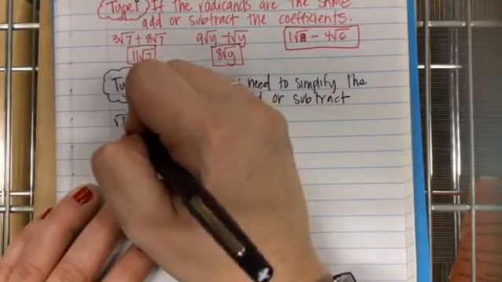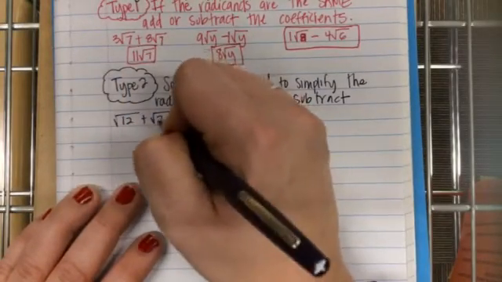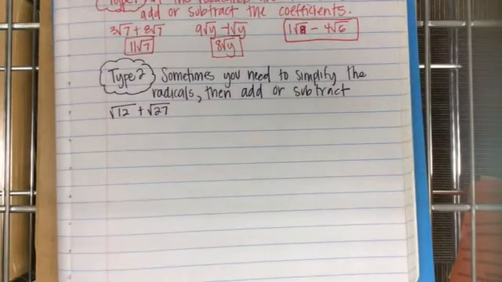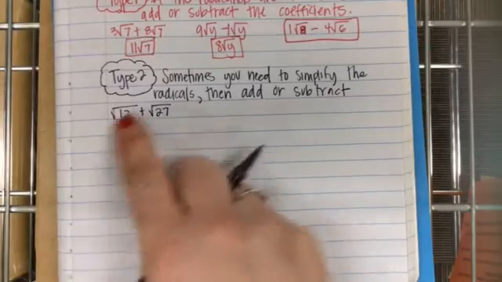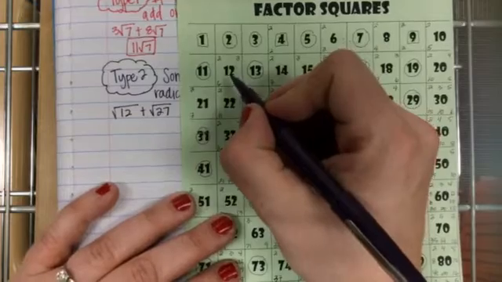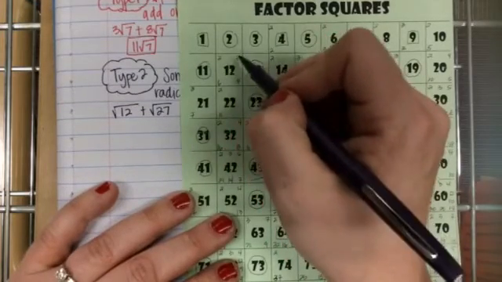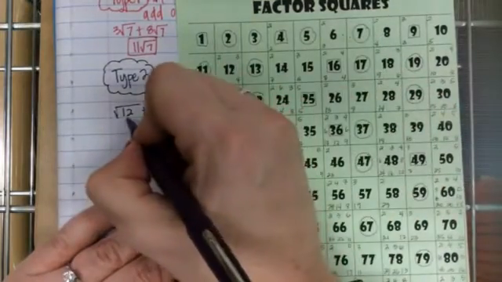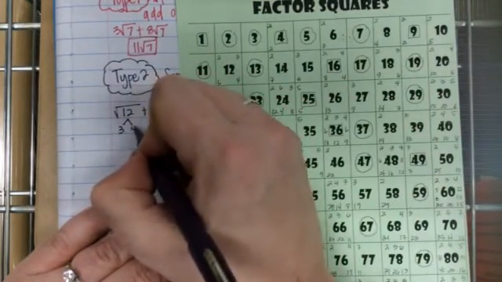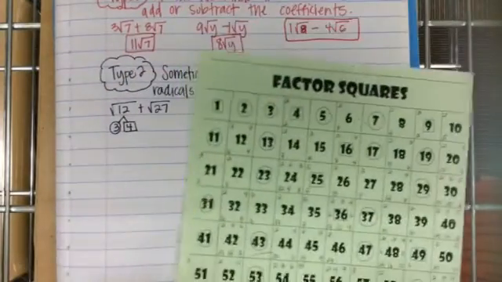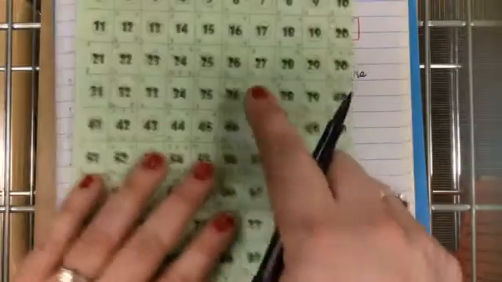So if I had radical 12 plus radical 27, I'm going to look. They don't go together. They're obviously not like radicals. So I'm going to look, can I simplify? I'm going to go to 12. I could do 2 and 6, or I could do 3 and 4. I'm going to pick 3 and 4 because 4 is perfect. I draw a box around the 4 because it's a perfect square. I circle the 3 because it stays behind. I'm going to do the same thing with 27. 27 is 3 and 9.